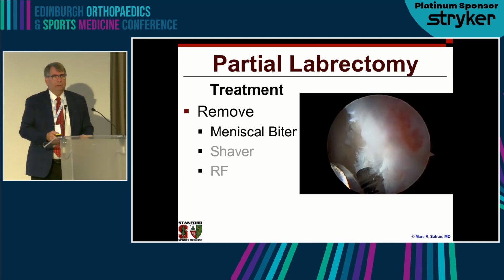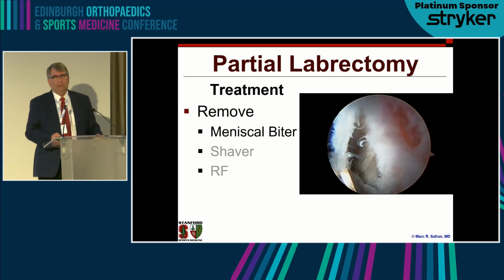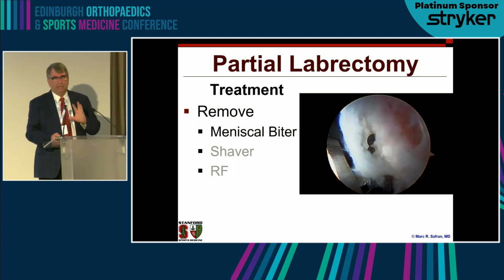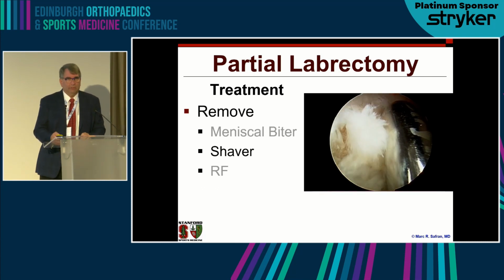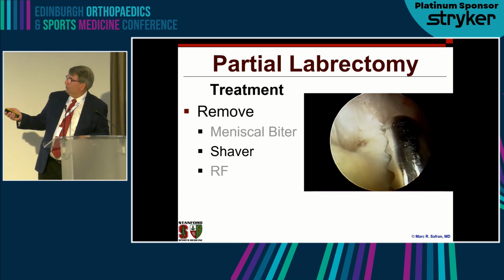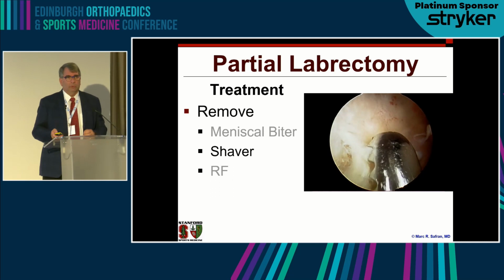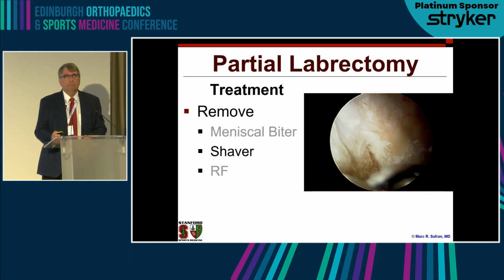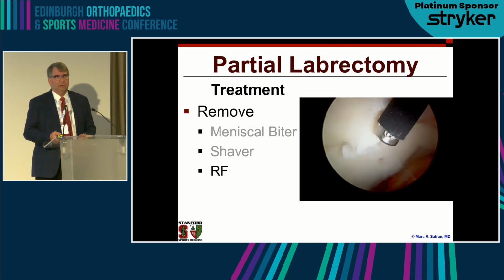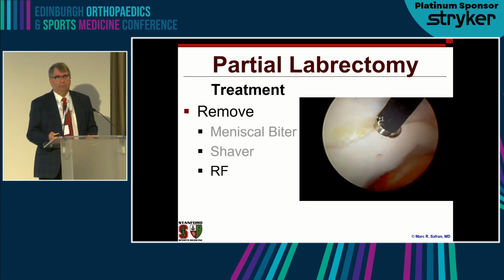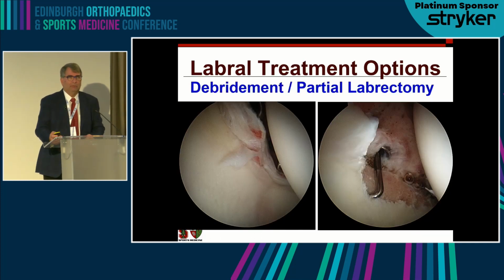So what do we do in that scenario? Well, you can go ahead and do a debridement or partial labrectomy. You can use these little meniscal biter-type instruments, like a Pac-Man, to resect part of the labrum. You can use a suction shaver. Here you can see some articular cartilage damage along with the torn labrum being removed with a suction-type shaver device. Or you can use a radiofrequency device. Here we have a labral tear at the labral-chondral junction, and we just ablate that tissue. But again, I think we try very, very hard to maintain the labrum if at all possible.